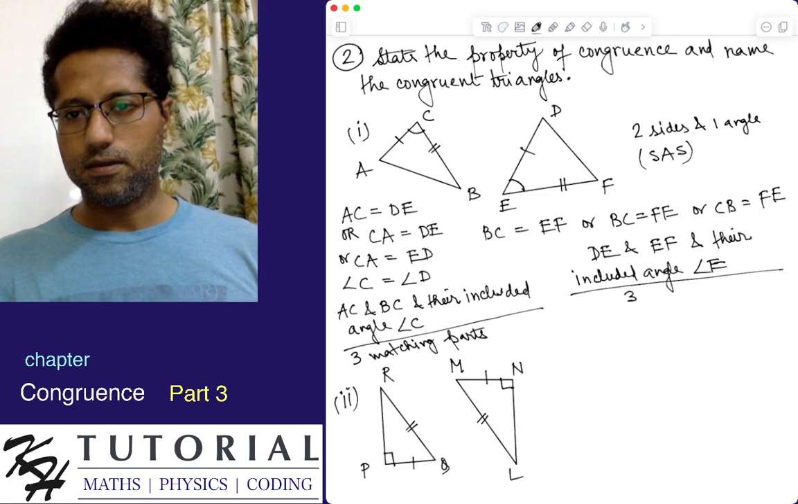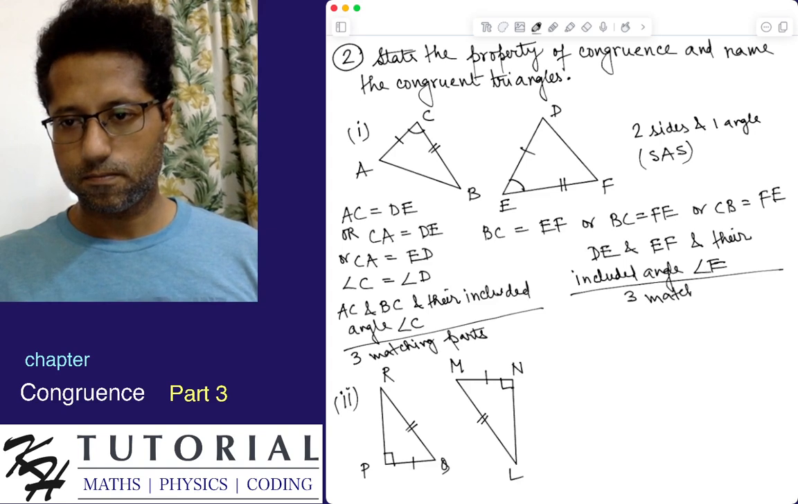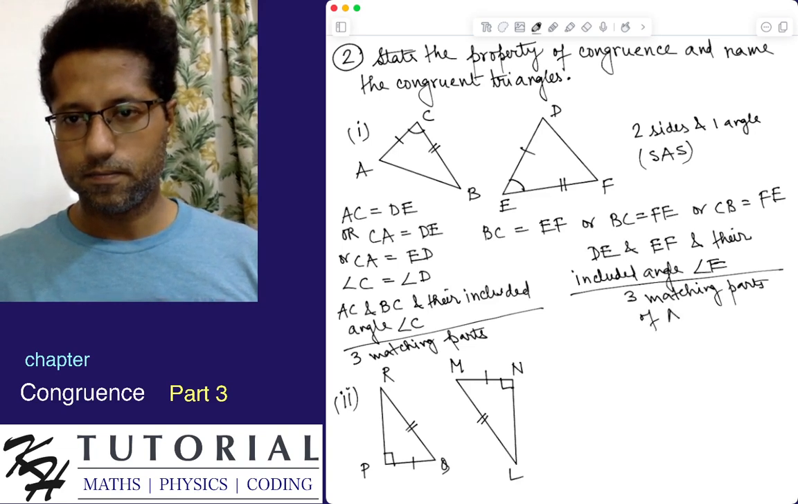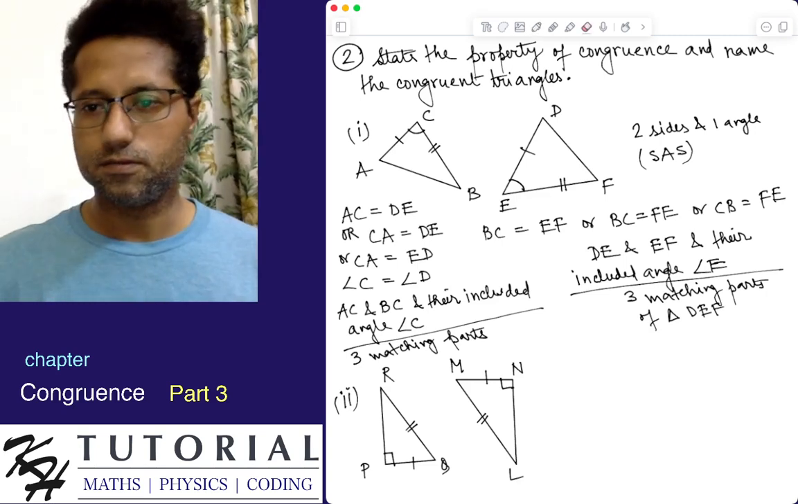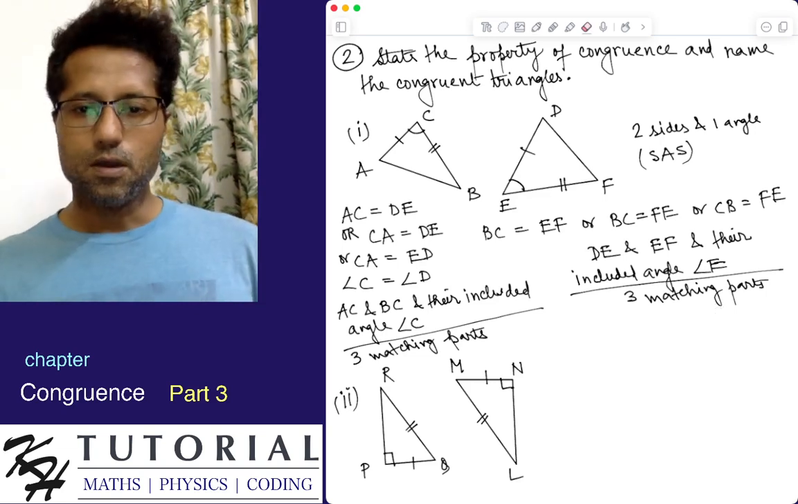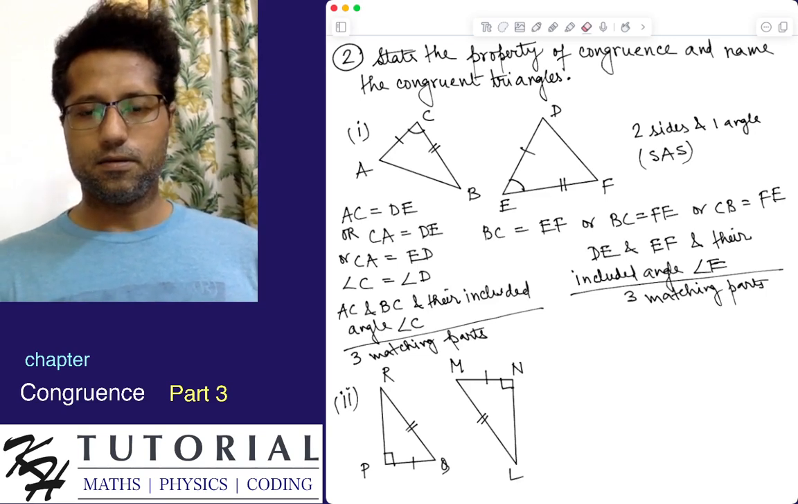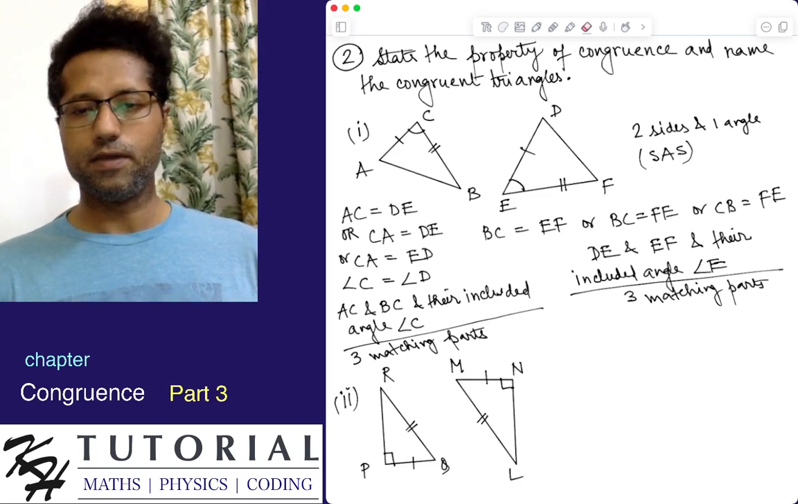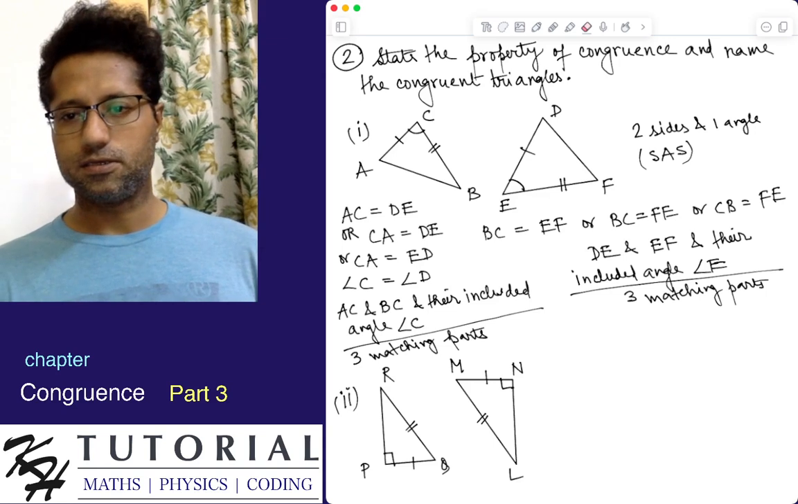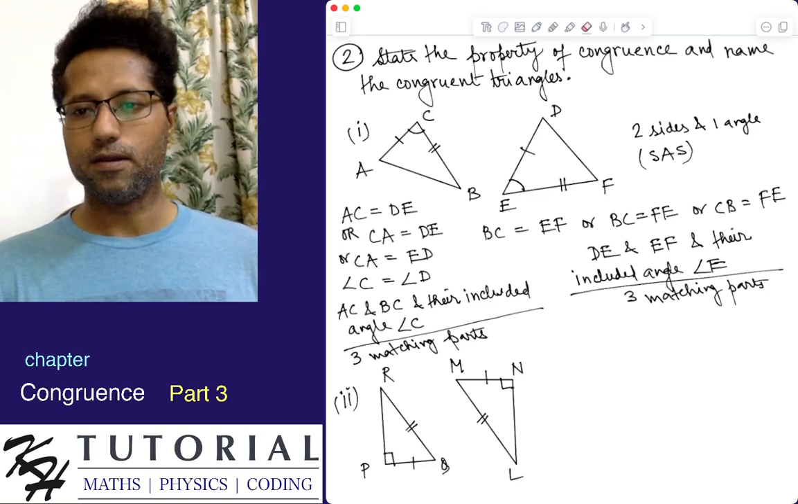DE, the side DE, EF and their included angle are the matching parts of triangle DEF, or three matching parts, since we know that this is about the triangle DEF. So the sides AC, BC and their included angle C are the three matching parts involved in this congruency, and the corresponding sides and their included angle in the triangle DEF are DE, EF and the included angle E.